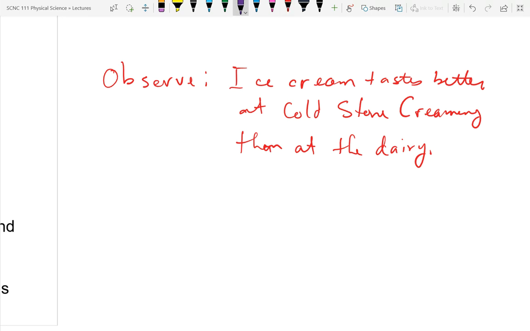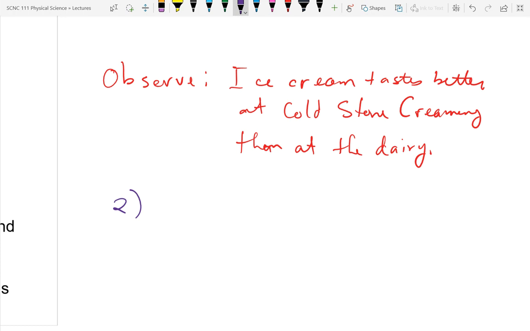So step 2, what's step 2? Create a hypothesis. So I'm just going to go to 2 here. Create a hypothesis that does 3 things. First thing is, explains why it occurs. So I have to say, why does ice cream taste better at Cold Stone Creamery than it does at the dairy? Needs to be based on scientific ideas. I need to have some kind of science to back this up. And it needs to make testable predictions.